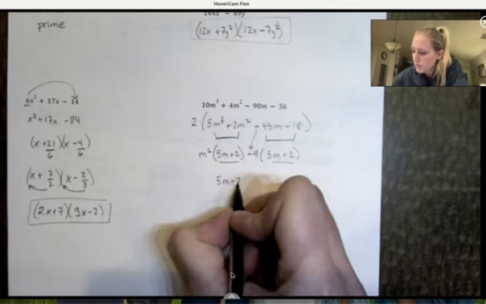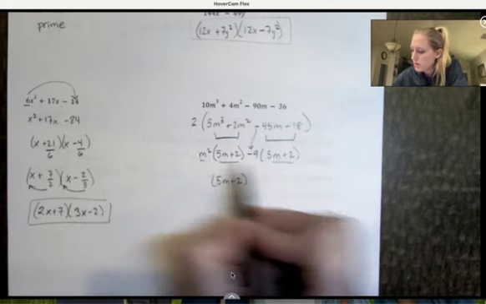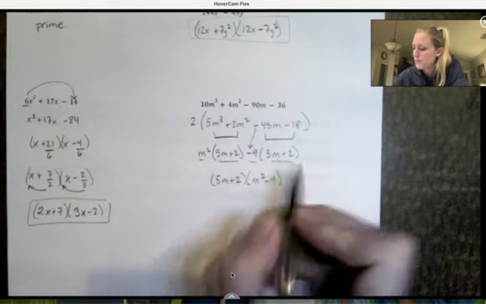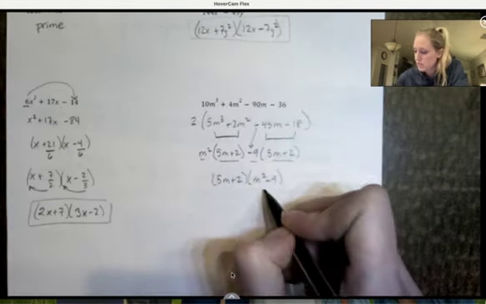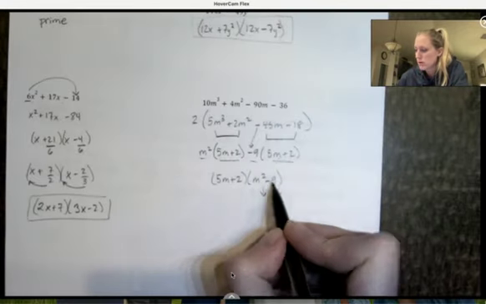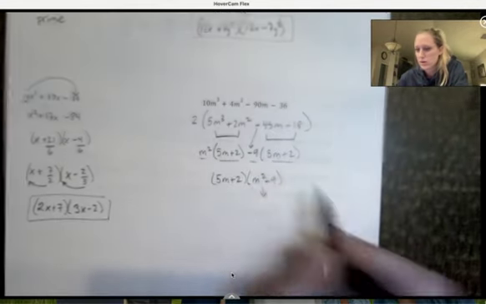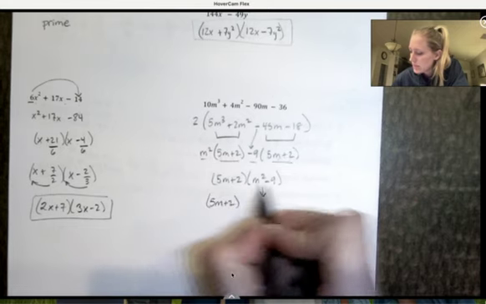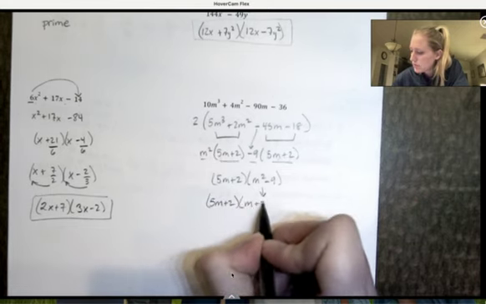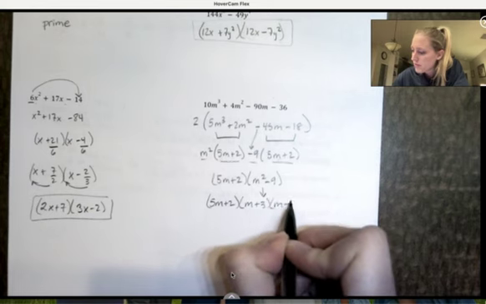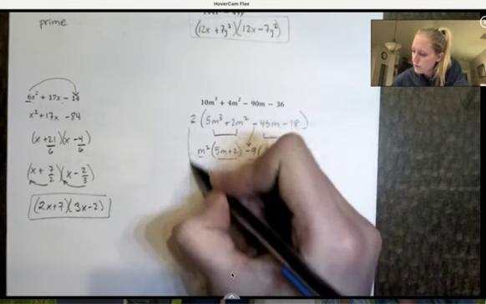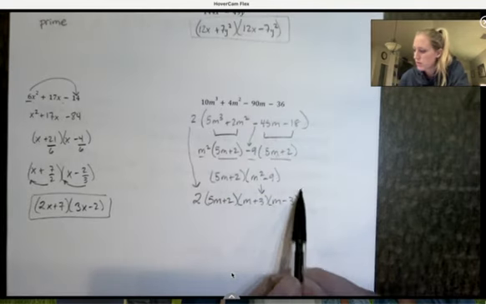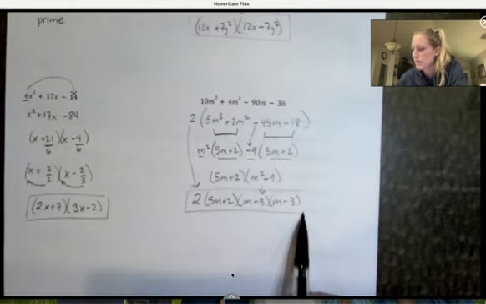So I have 5m plus 2. And then whatever's out here goes in the other group. M squared minus 9. Now, this actually factors further. That's difference of squares. That's 2 things I can take the square root of. So I still have the 5m plus 2. This now factors into m plus 3, m minus 3, because the difference of squares. And then this 2 that I took out from the very beginning needs to be out front. So this would be completely factored.